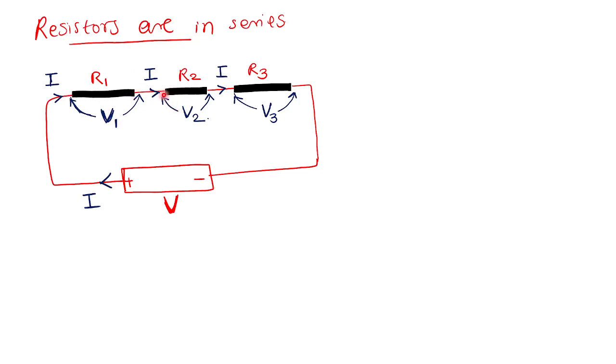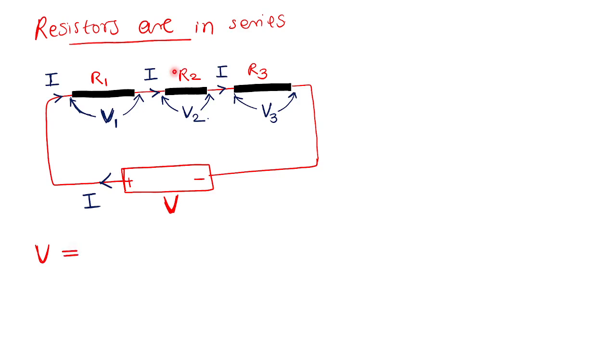V2 is the energy required to move the water from this point to this point, and V3 is the energy required for the water to move from this point to this point. The total energy supplied by the source, think like a motor. This motor pumps the water. The total energy supplied by the battery, or motor, is V.